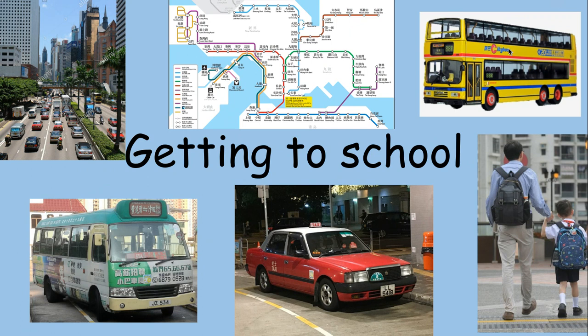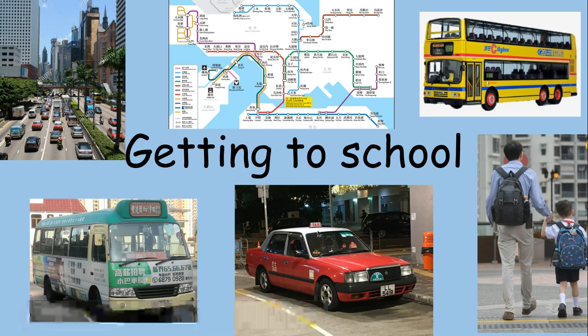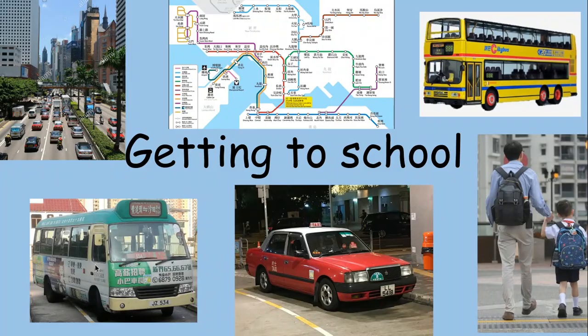So this one's mini, and that's a normal bus. Minibus and a bus. And down here, this red car, different from these other cars because you don't have to drive it yourself. There's someone up front who drives, and you pay them. It's called a taxi. And then over here we've got just some people walking along to school. So today we are learning about getting to school. These are lots of different ways you could get to school. You could drive, you could get the MTR, you could get the bus, you could walk, you could get a taxi, or you could get a minibus.